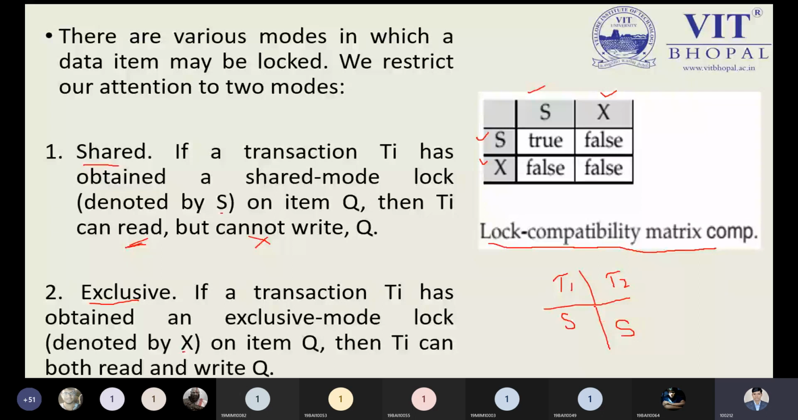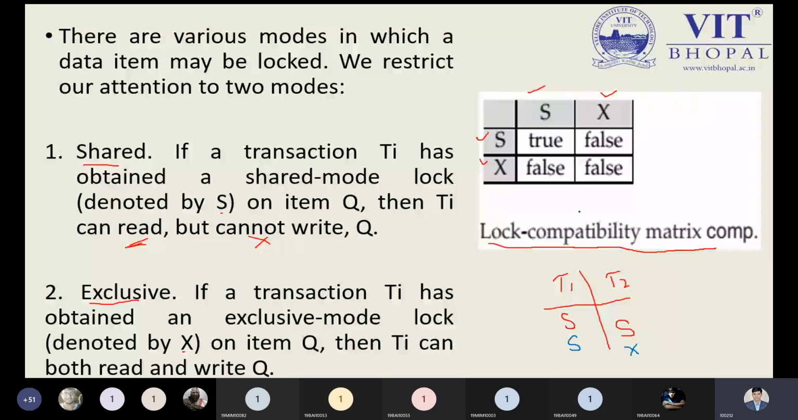Just let me use a different color for explanation. Now see, if you have a transaction in the shared mode and another transaction wants to use exclusive mode, then it would not be possible, because the first transaction should be unlocked before that. This is my point, so that's why we have the false. Now clear? Okay, sir. And the same thing we will go for the exclusive mode.